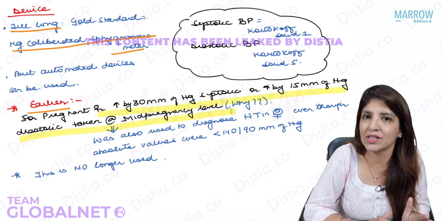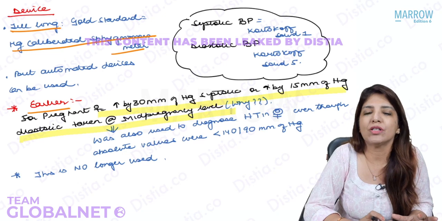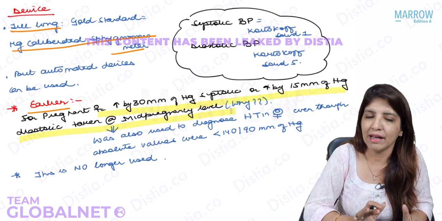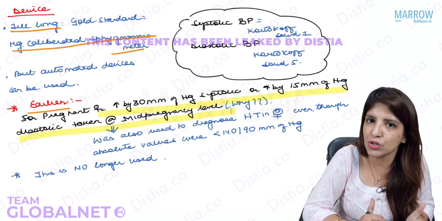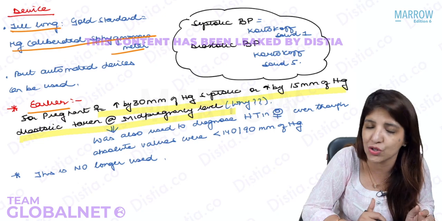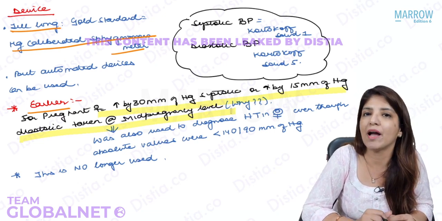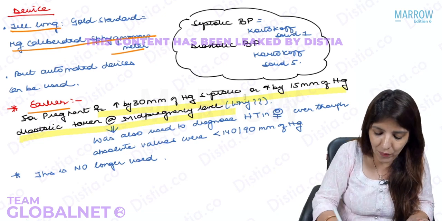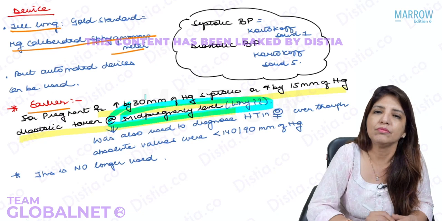Now, what you have to understand is, the first concept, they were saying that you should measure the systolic BP at mid-pregnancy level, and if the BP increased to more than or equal to 30 millimeters of mercury, or if diastolic increased to more than or equal to 15 millimeters of mercury, we should use it as a criteria for defining hypertension in pregnancy. My question to you is, why at the mid-pregnancy level?